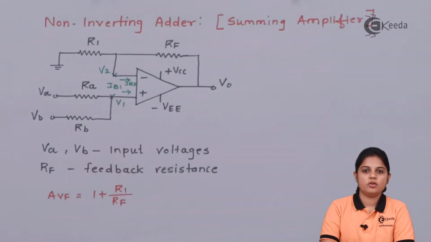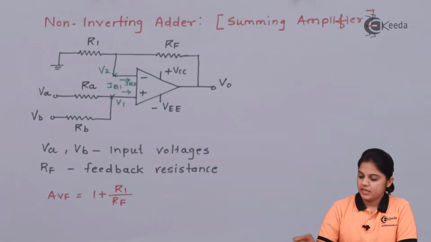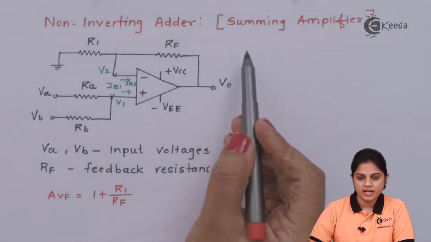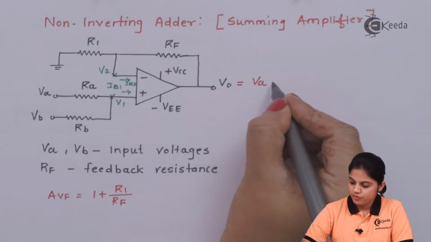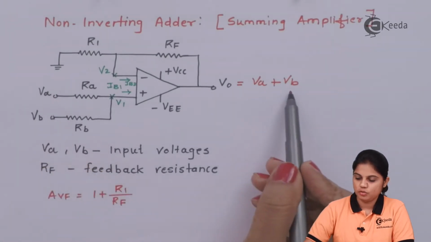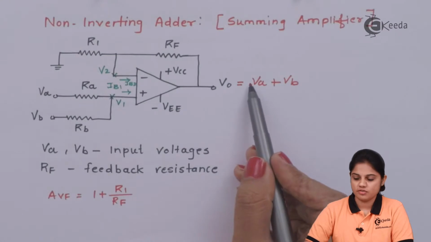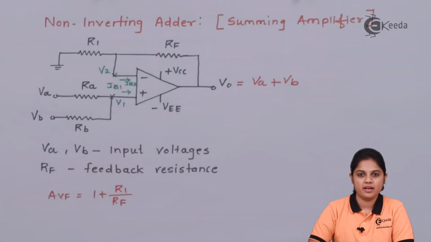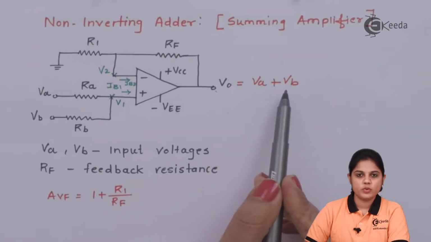Now let's see how the expression for output voltage can be derived. Basically we should know that if it is a summing amplifier, then my output voltage expression should be VA plus VB, that is two input voltages addition should be there as an output voltage, and there should be no negative sign because it is a non-inverting adder. So output should be V0 is equal to VA plus VB.